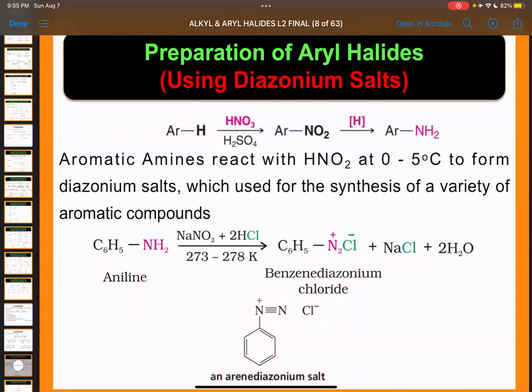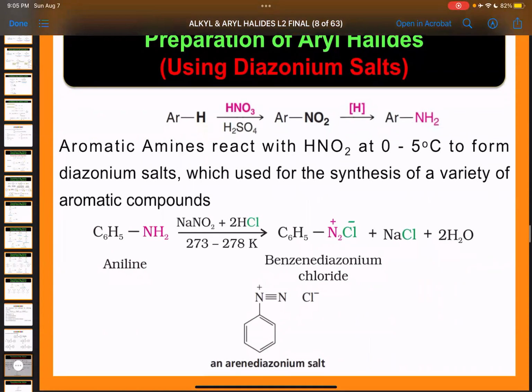Advantage. N2 is a very good leaving group. We know that because nitrogen is so abundant in our atmosphere. So nitrogen can come out very easily, very quickly. So we take advantage of this good leaving group tendency of N2 plus, which comes out. We can put the group of our need in that place, in place of N2.